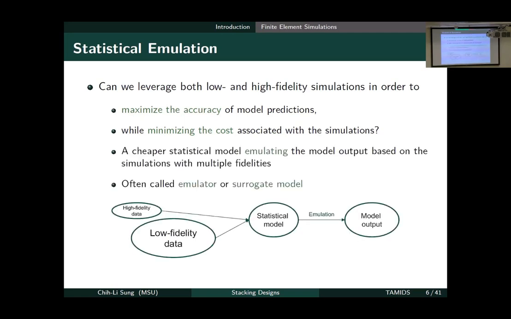So the goal here is to build a cheaper statistical model that emulates the model outputs of these high fidelity simulations based on the simulations with multi-fidelities. We call this an emulator or surrogate model. So this is the idea: the statistical model leverages these two fidelity or multi-fidelity simulations, and we emulate the output of high fidelity simulations.